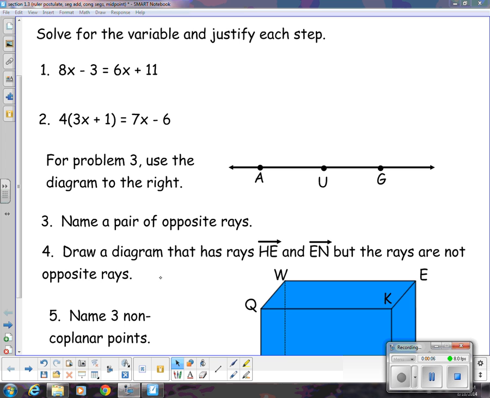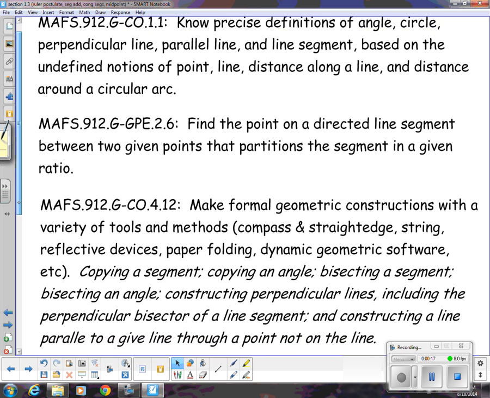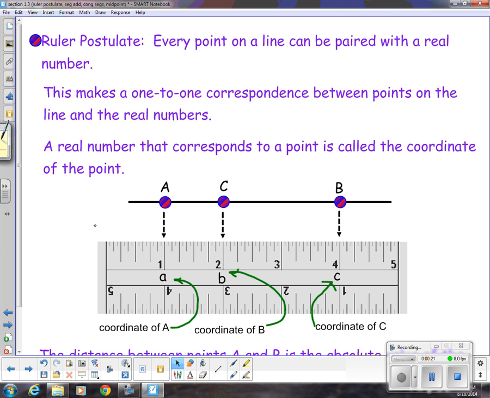Welcome to section 1.3 notes. We're going to be on this several days, so we're going to call this section 1.3 part A. Notice we're hitting a lot of Florida state standards in this section, a good piece of them.